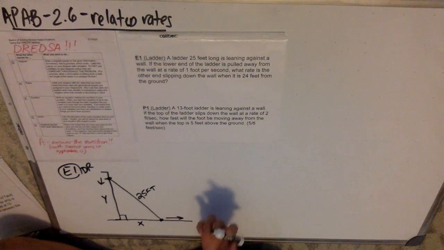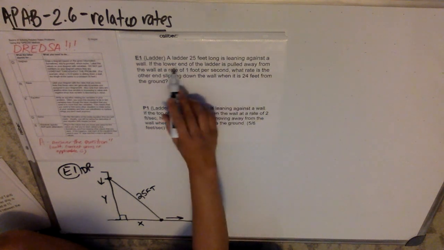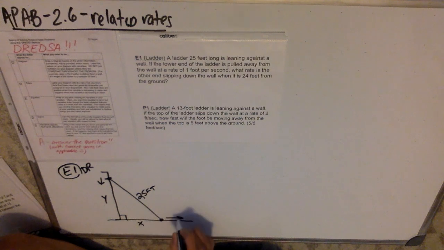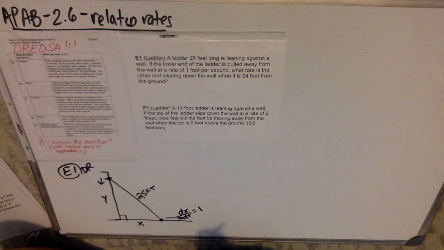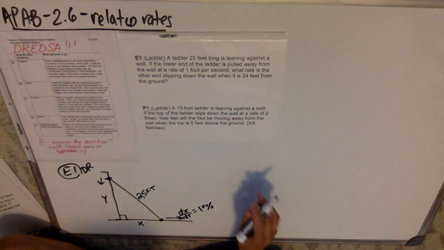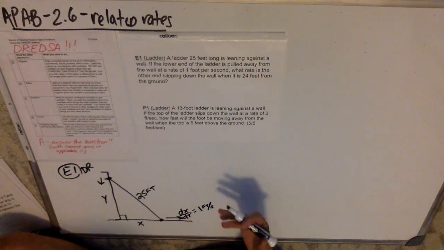Now that I've labeled my variables, I can label my rates. I was told that the bottom end of the ladder, this spot right here, is being pulled away from the wall at 1 foot per second. That means that x is changing with respect to time, so dx/dt, at a rate of 1. And you can write 1 foot per second if you want, or just 1, it's up to you. We're going to need the units at the end, but I'm not a science teacher. I definitely let you get away with not using them until the end, as long as you know the right units. Notice that it's positive not because I'm moving to the right, but because x is getting physically longer.